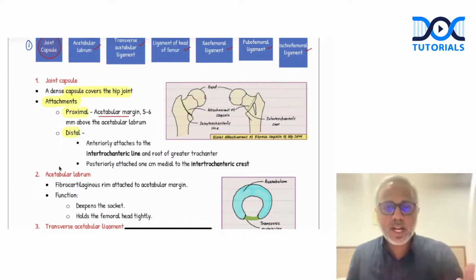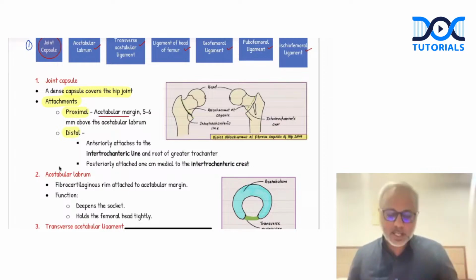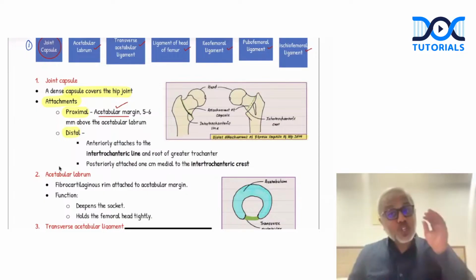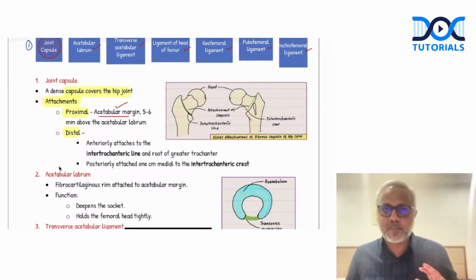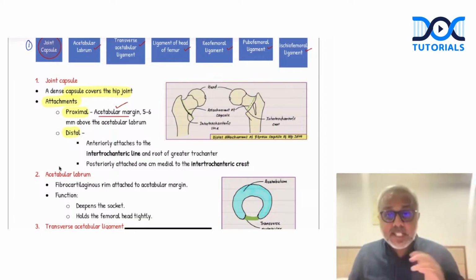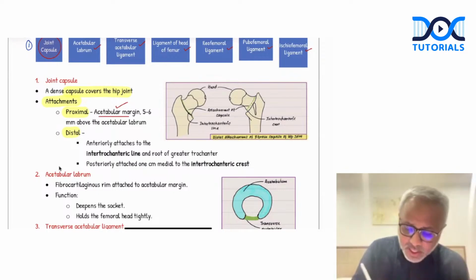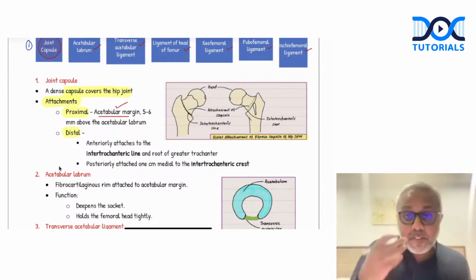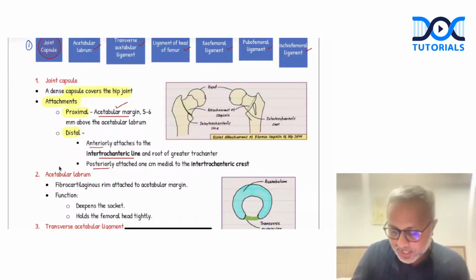You don't have to write 5 to 6 millimeters above the acetabular labrum, not at all necessary. But what is necessary is that you must mention that the capsule attaches to the acetabular margin. Second, distally, we know that it is attached to the femur. But where exactly? Anteriorly, remember it is attached to the intertrochanteric line, and posteriorly, remember it is attached to the intertrochanteric crest.